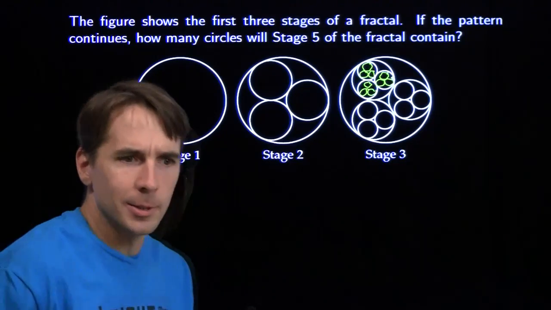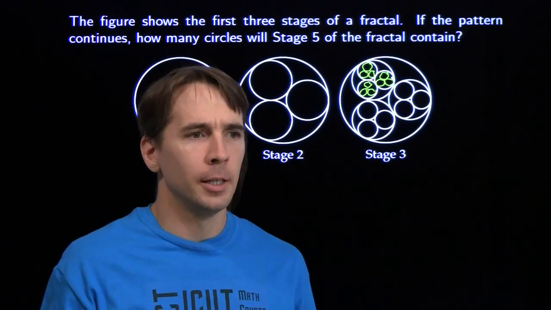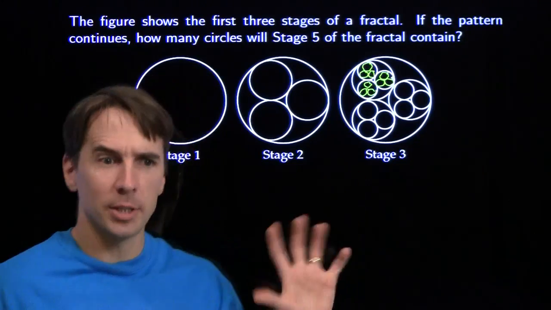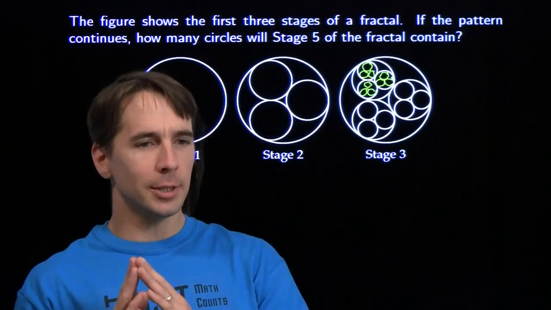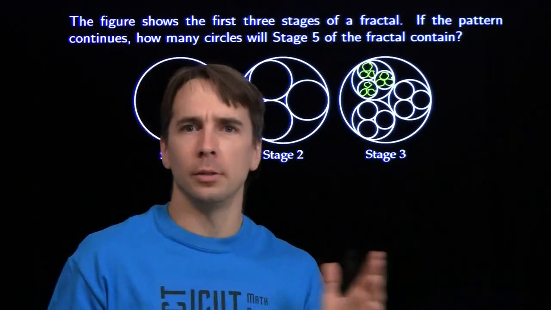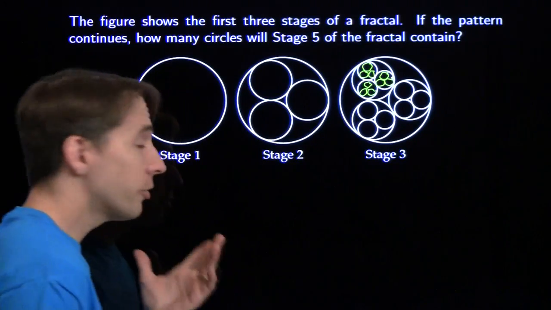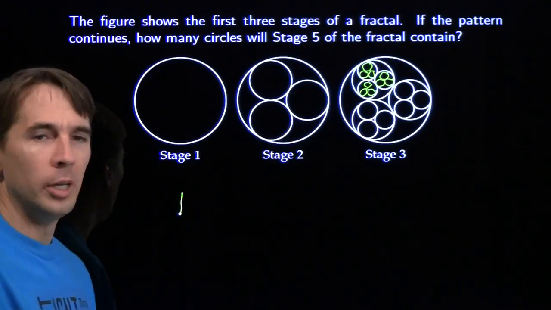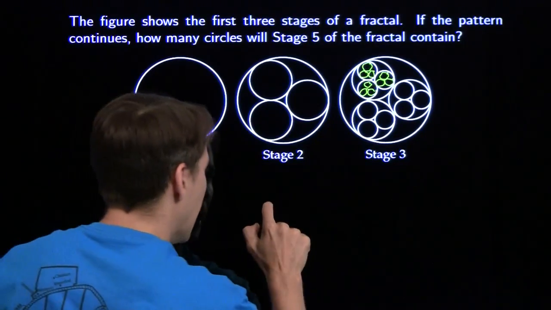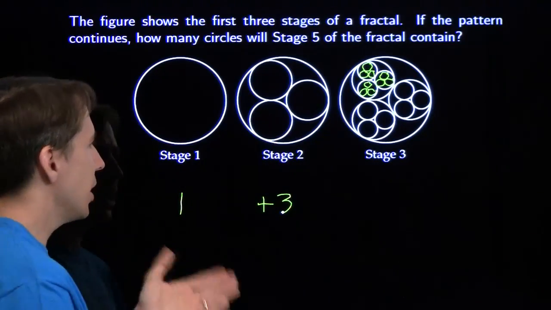I got a sequence. It starts 1, 4, 13. And I'm stuck. And when I'm dealing with sequences that I don't quite understand, and I don't quite understand this one yet, sometimes I like to look at the difference between each of the 2 terms, and that helps me understand the sequence a little bit better. Let's try that here. We start off with just 1 circle. And then we add 3 more. We add on 3 more circles to get from the first stage to the second.